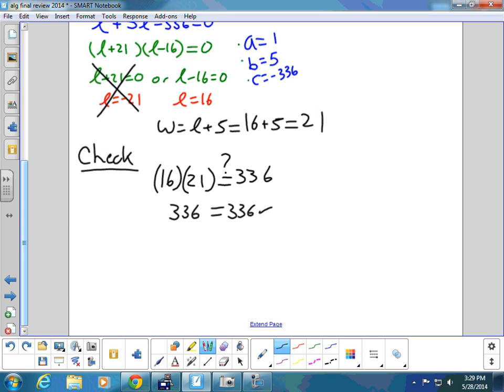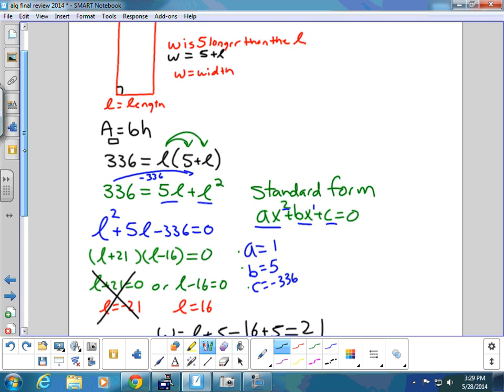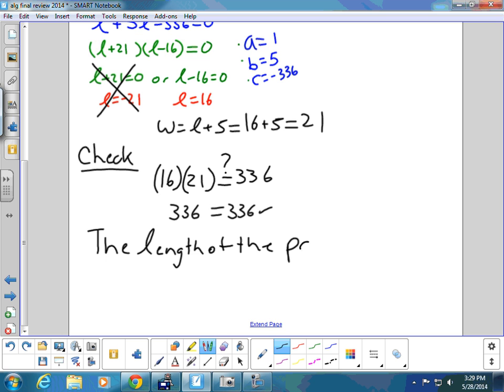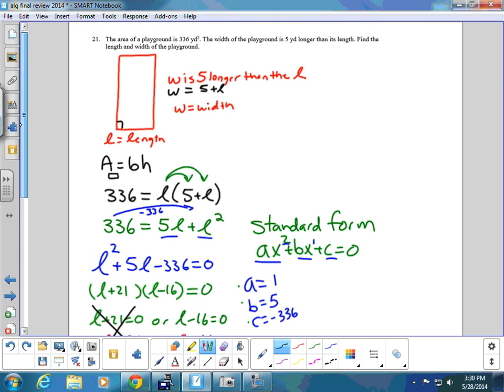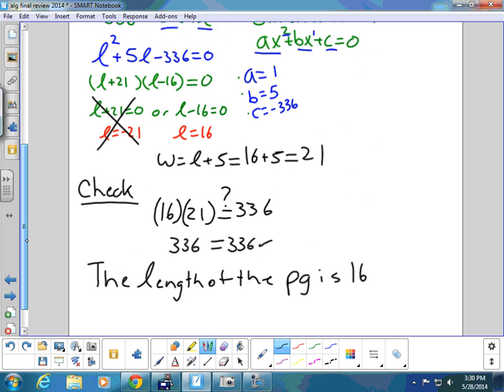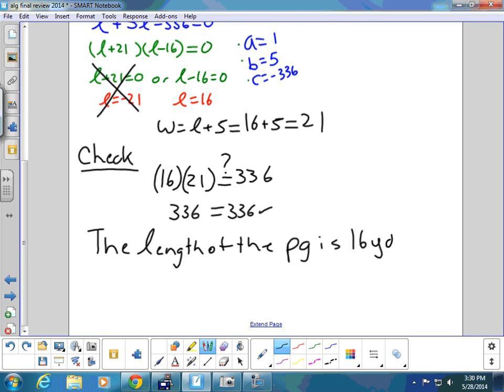Okay, so we can write the length of the, what are we dealing with here? Park or garden? Playground. Playground, I'm just going to put PG. The length of the playground is 16, I believe we're in meters. Oh, no, we're in yards. Oops. 16 yards. And the width is 21 yards.